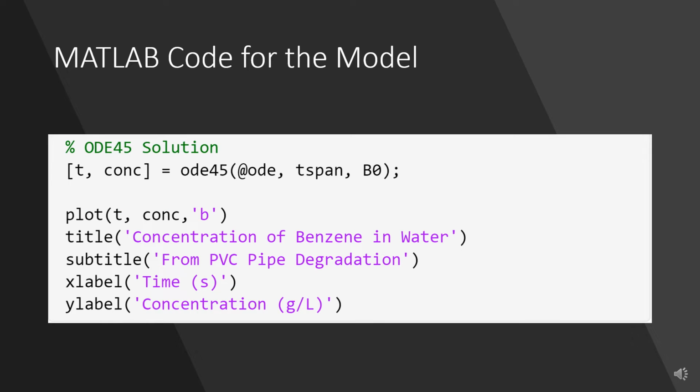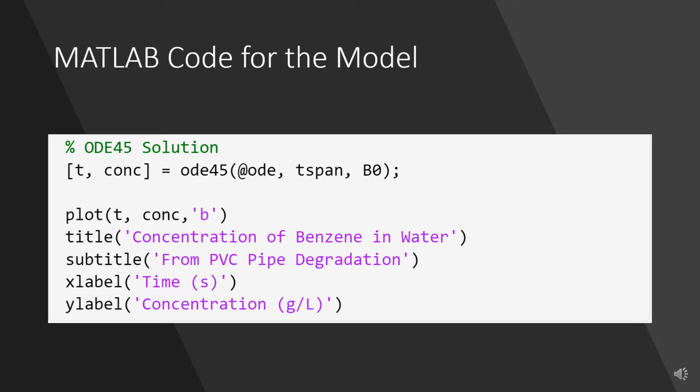The next segment of code is the ode45 solution as well as the plotting functions. Here we can see that we have set the time t and concentration conc equal to the output of the ode45 function, where we call the function ode, to be defined later, across the time T_span with the initial concentration B0. Both T_span and B0 were defined previously in the code.